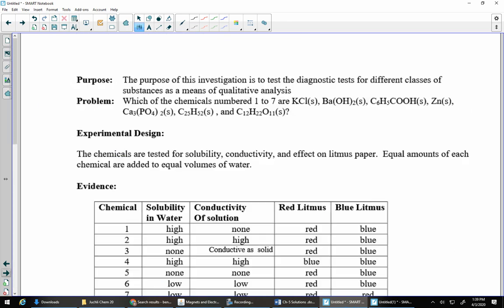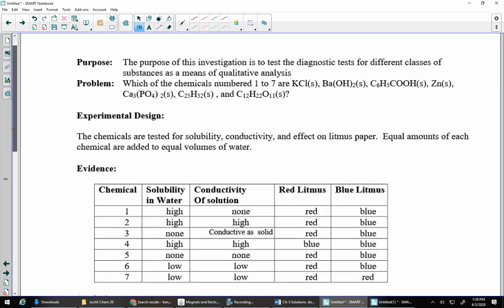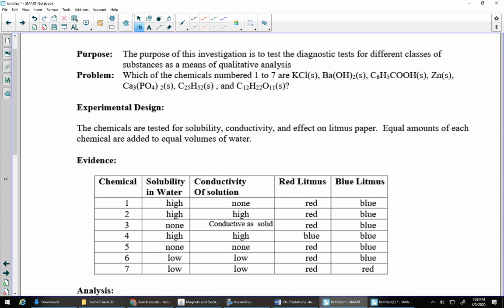Perfect. So using this table, go through and see if you can figure out what chemicals 1 through 7 are. The chemicals are listed. We've got potassium chloride, barium hydroxide, what is C6H5COOH? I believe that's benzoic acid. We've got solid zinc, so that zinc is a metal, calcium phosphate, and the list goes on.